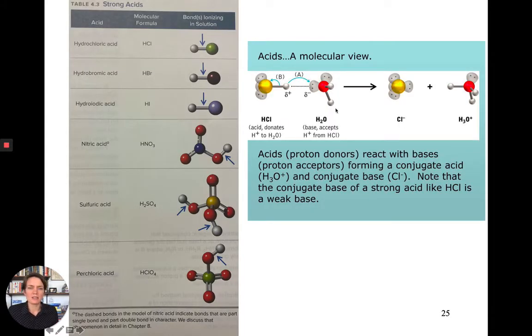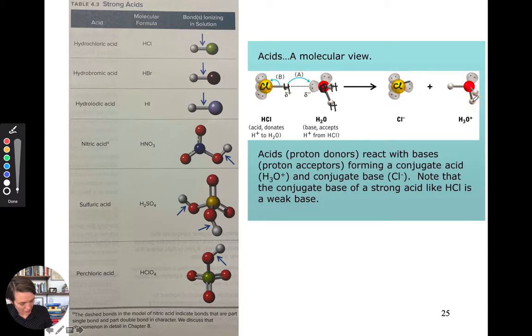Okay, so here's the nice little molecular view. These little blurbs here, wings, I guess, on the molecule are called lone pairs. We don't need to get into that. Just think of that as being electron density around this chlorine atom. So this is our chlorine and this is our hydrogen. Here we have water. That's oxygen, and here are our hydrogens. Then we have our chlorine ion, and we have H3O, otherwise known as the hydronium ion.